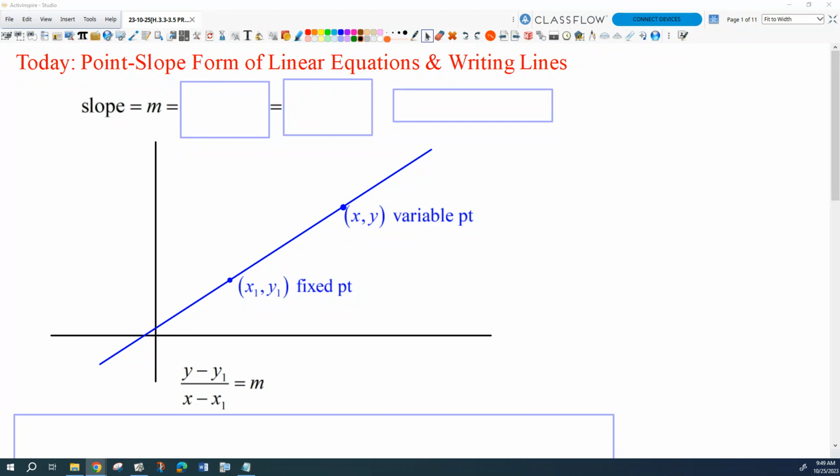What are the ingredients of point-slope form? Well, a point and a slope. That's it, right? We're going to input a point and a slope into this form, and then by doing a little algebra, we can easily put this into one of the other two forms, standard form or slope-intercept form. Okay, so let's do a little quick review.